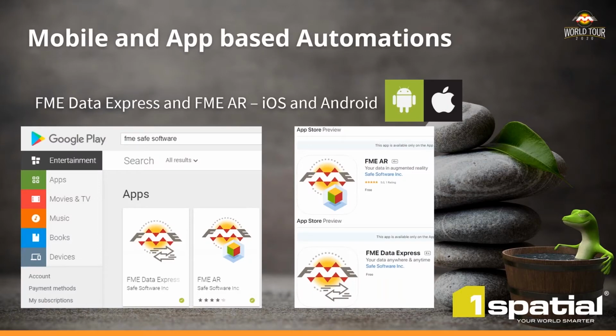Where I do want to devote a little bit of time is sort of a bit of a ramp really to something towards the end. For the ramp, I'm going to use these two apps to give you a bit of an overview of some of the mobile-based automations that you can do. And I'm going to dig into a little bit of depth in these. You can go and get them right now in both app stores, so you can go to iOS or Android, depending on your flavor of choice. Go and get the FME Data Express or the FME AR app. Those are available, as I say, right now, so you can go and download them.